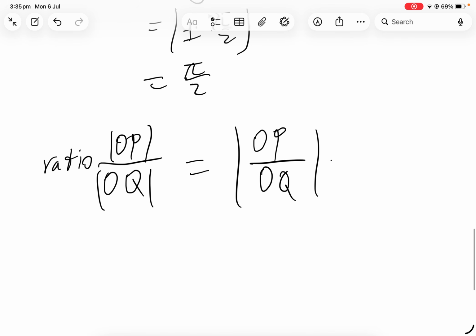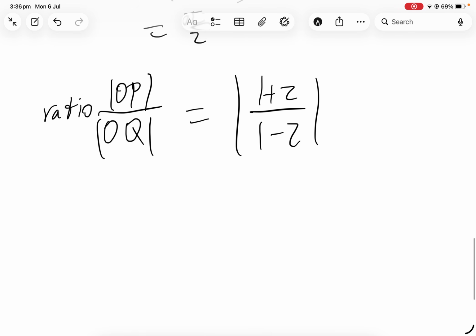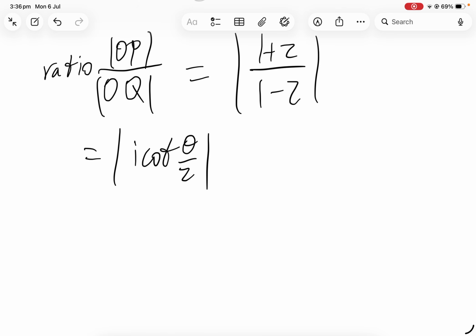Now we're gonna make it into the actual things first. So it is just (1 + z)/(1 − z), and we did this in part A. That just equals i cot(θ/2). And because i is just 1 but in the up and down axis, that just equals cot(θ/2). And that's the answer.